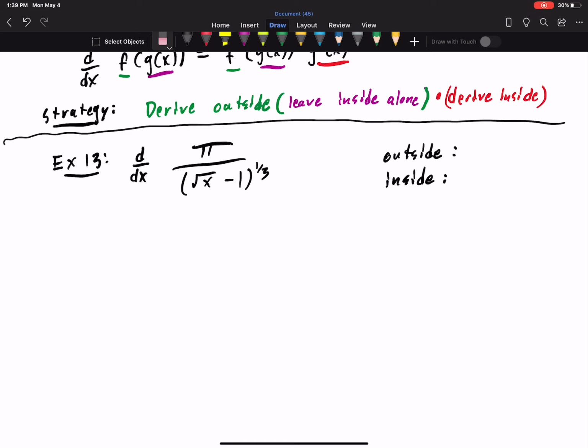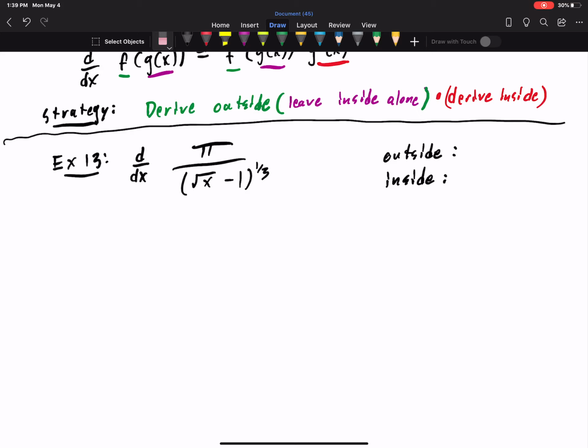Example 13, unlucky 13, or lucky 13, depending on your perspective. So here we are trying to derive pi over the quantity square root of x minus 1, all raised to the 1/3 power. We have all of our x stuff in the denominator, just like in the last example. We also have this number pi in the numerator. That's not going to confuse us at all. We're just going to pretend that it's just a number, okay?